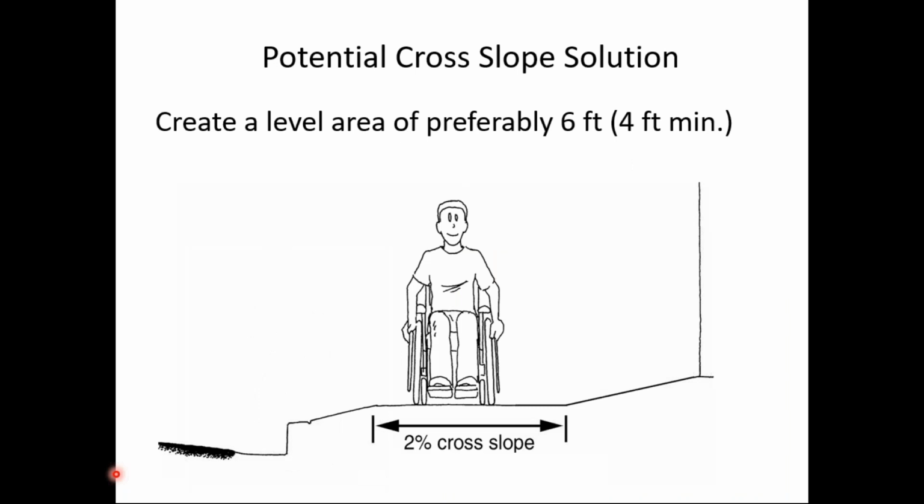So here's a potential cross slope solution, just one of maybe many that might be used. But notice we have a level area, say 4, 5, 6 feet wide of 2% cross slope. The rest of the walkway can be steeper than that. And of course, that does present issues for other users, for able-bodied users, may present maintenance issues, what have you, but this would comply with PROWAG.